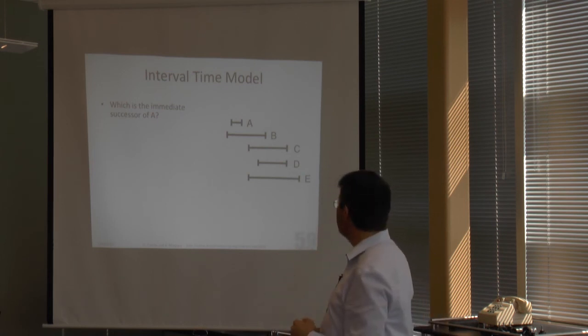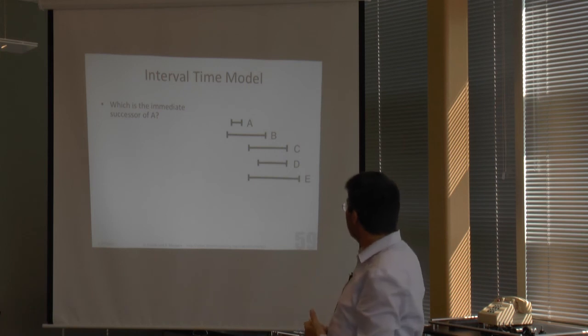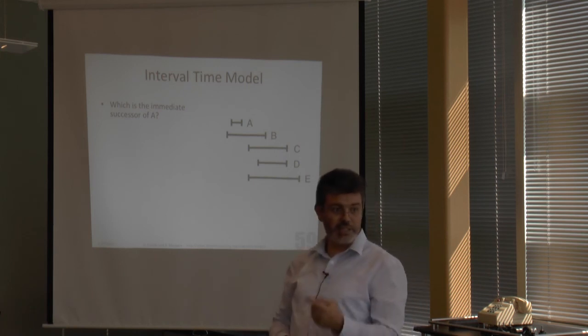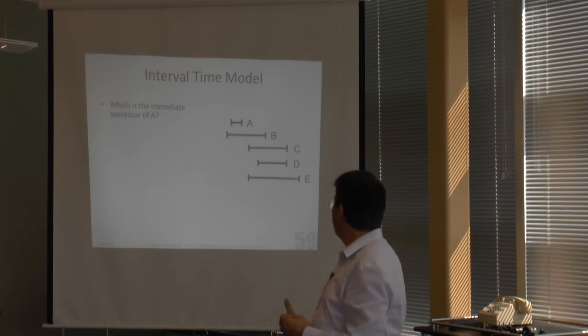So if it is not B, then probably it's C, D, E. But the immediate successor, which one is it? Is it C because it ends before E?